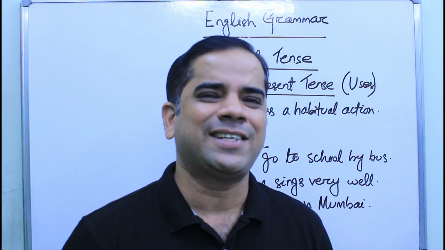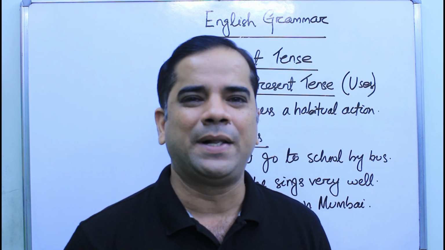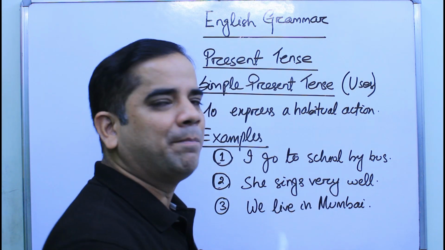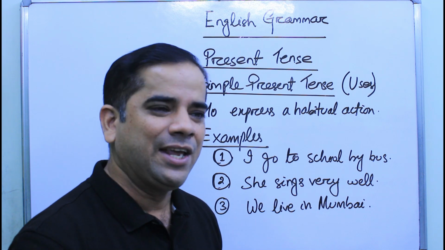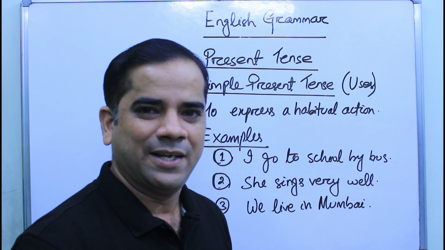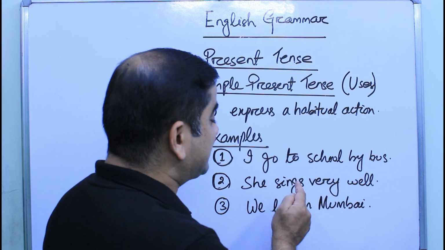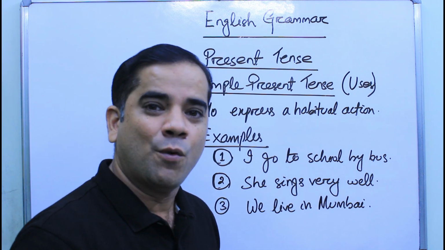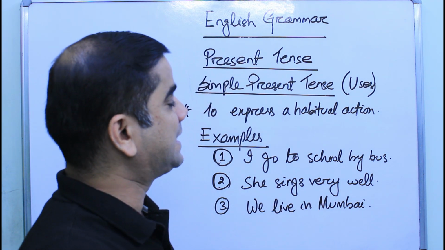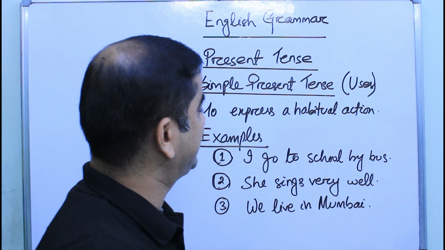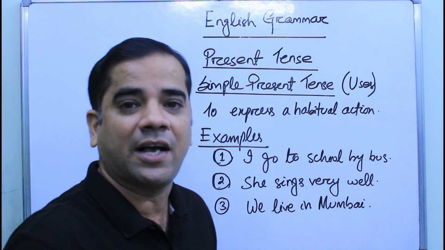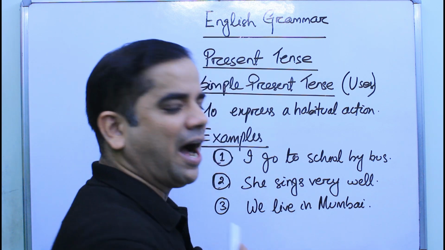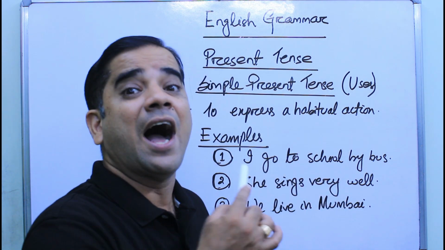Okay, students, let us now discuss some examples of simple present or present indefinite tense. See, I go to school by bus. This is my routine. She sings very well. We live in Mumbai. So these types of sentences are simple present tense where we express a habitual action. We live in Mumbai. You might be thinking, is it a habitual action? No, but it is a general action.